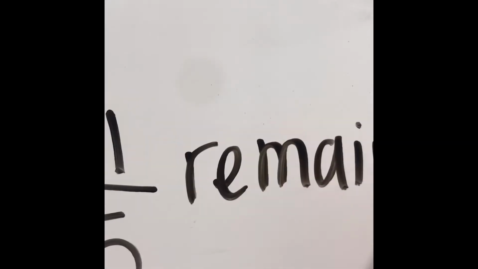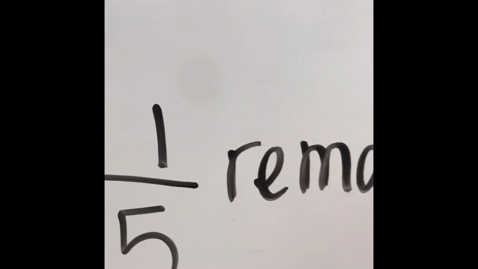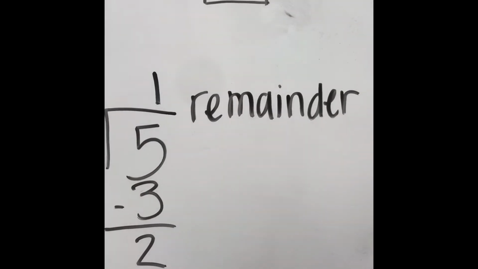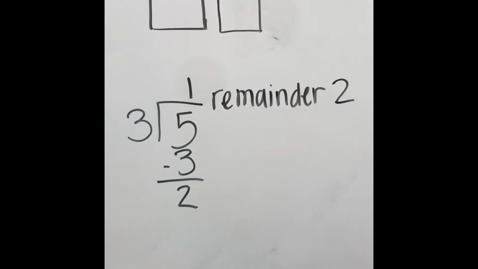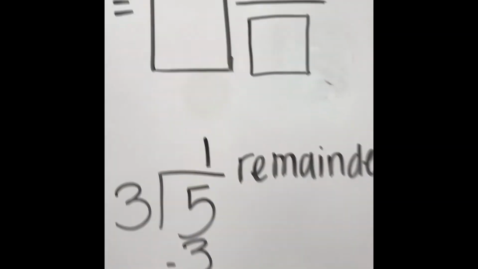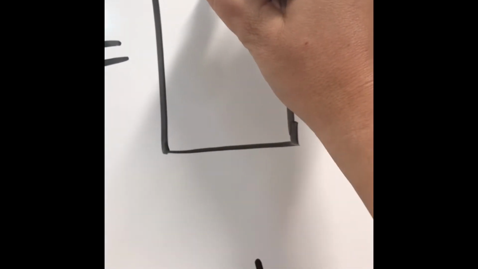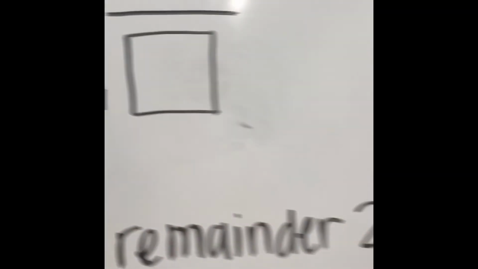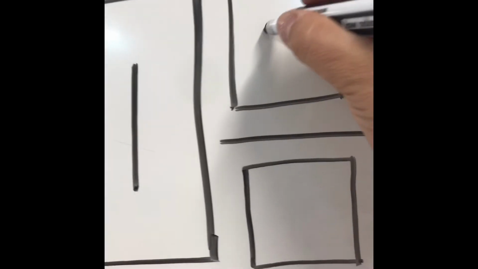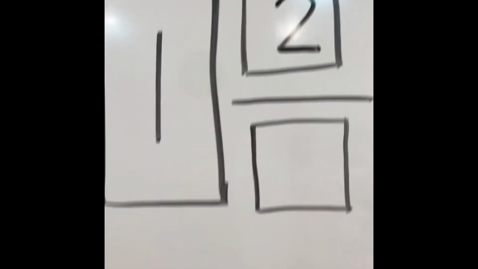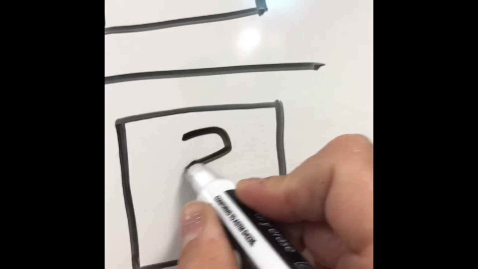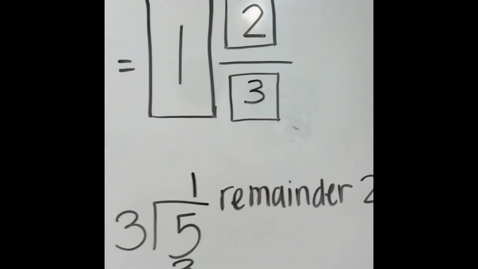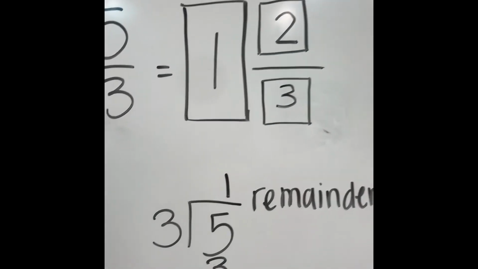When you have a remainder, that is actually the numerator of your fraction. So if I have 1 with a remainder of 2, I can take this 1 and write it here for my whole number. The remainder of 2 goes on top as my numerator, and then my 3, which was my original denominator, stays my denominator, and I end up with 1 2/3 as my final answer.